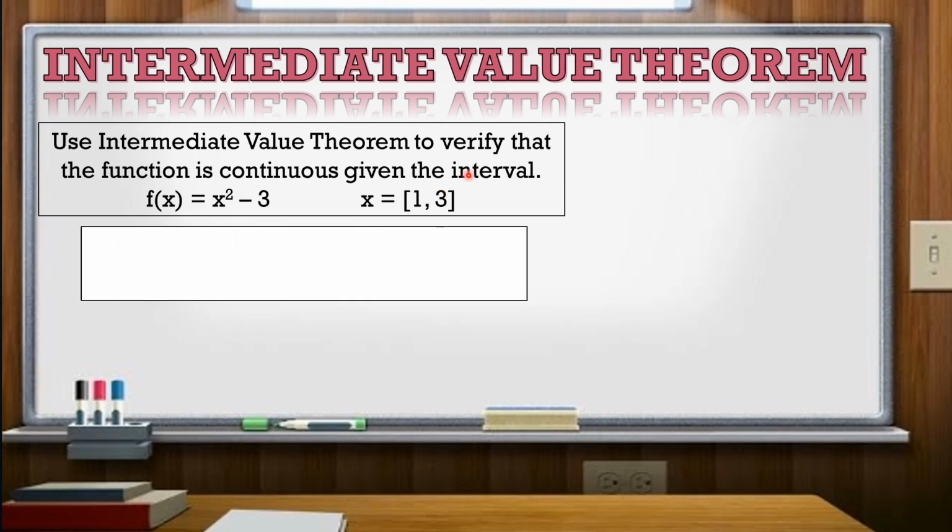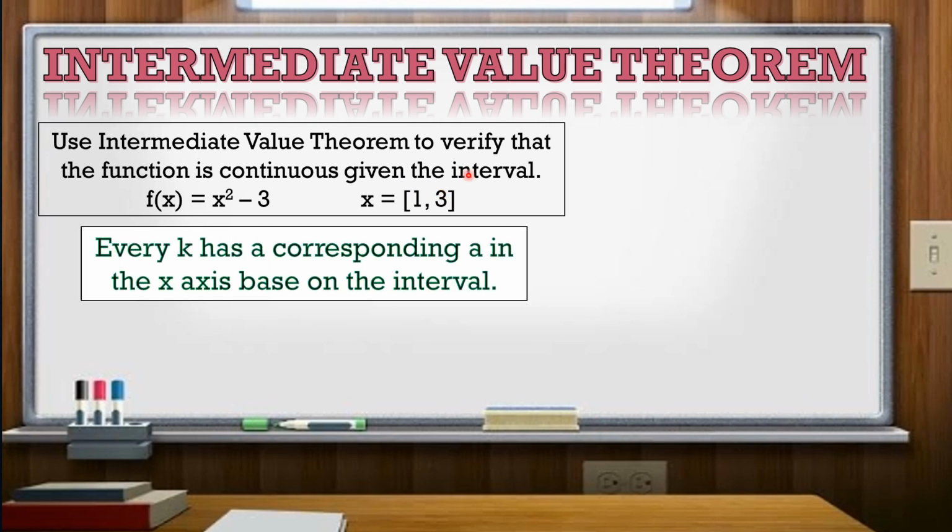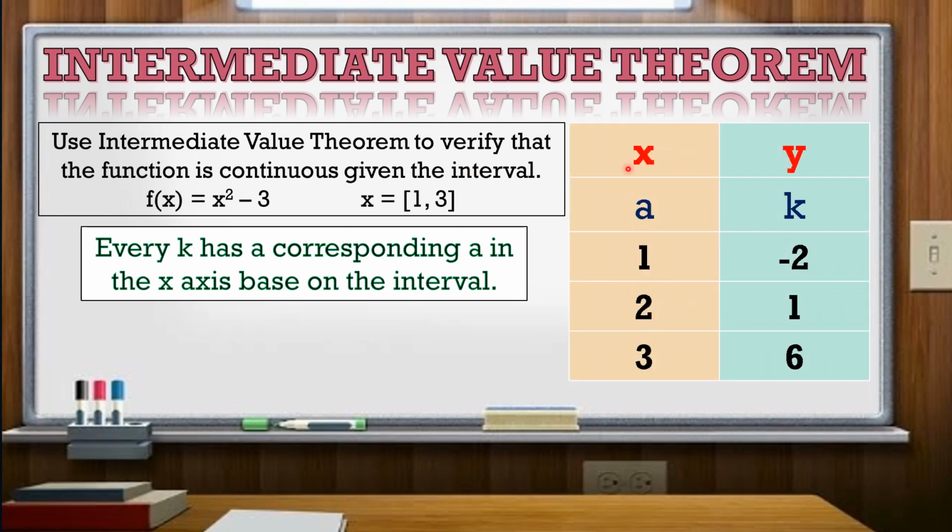So sabi kanina, every k has a corresponding a in the x-axis based on the interval. So yung mga values ng x natin are si 1, si 2 na nasa gitna, at saka si 3. Then substitute if a or x is equal to 1, then we will get 1 squared minus 3, or that is -2. If a is equal to 2, then we get 4 minus 3, which is equal to 1. If x is equal to 3 naman, so we get 3 squared minus 3, that is equal to 6. So ito yung mga values ng ating y.